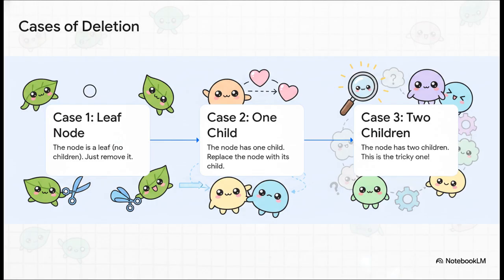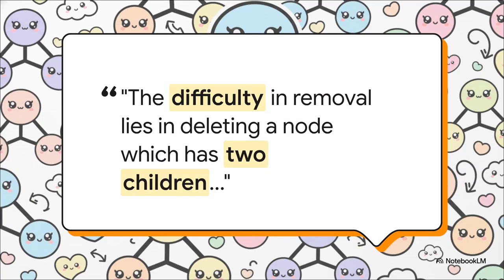But case 3, the node has two children. That's the puzzle. And this quote right here, it hits the nail on the head. The problem is, if you remove a node with two children, you've suddenly got two orphan subtrees. Who gets to take the old node's spot? You need a replacement that won't break that fundamental left is less, right is more rule.